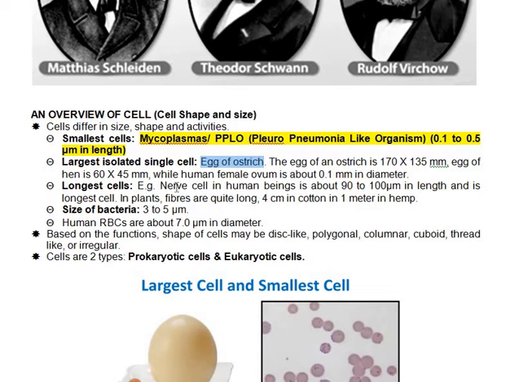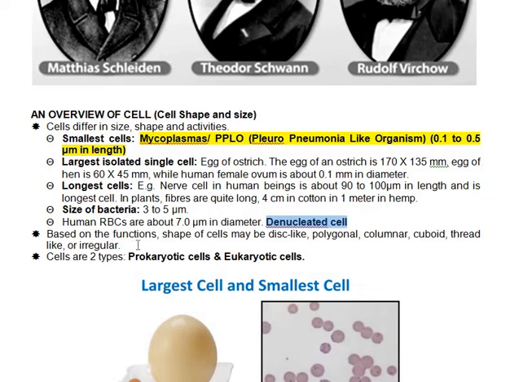In the human body the longest cell is the nerve cell, and in our body there is one particular cell which we call RBC. It is without nucleus, so we also call it a denucleated cell. You should know about it. Its size is around 7.0 μm, and there is no nucleus. You should know that RBCs are meant for transporting oxygen in our body.